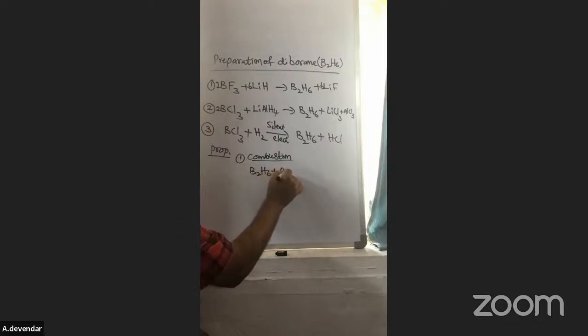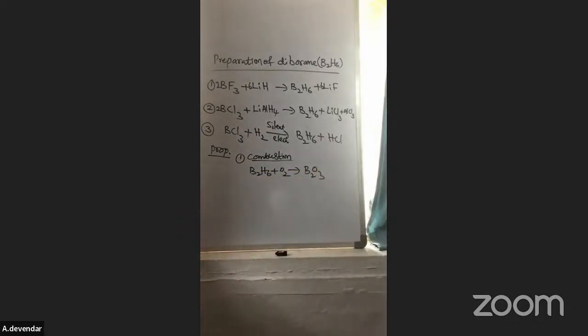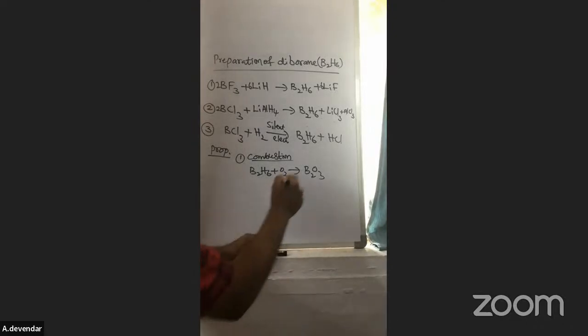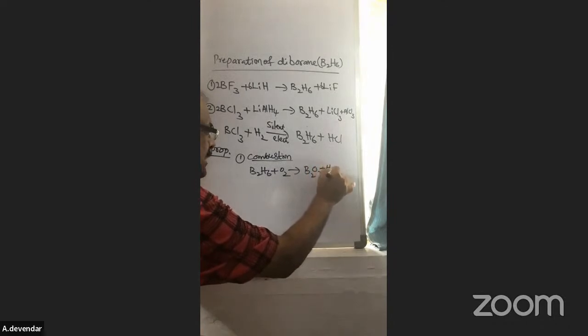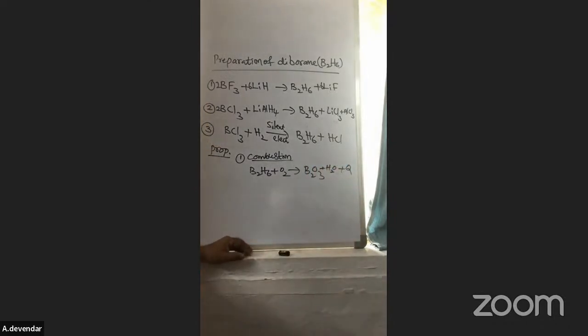Diborane on combustion gives boron trioxide, and water is liberated, and some amount of energy will be released. It is an exothermic reaction. Diborane on combustion gives boron trioxide.